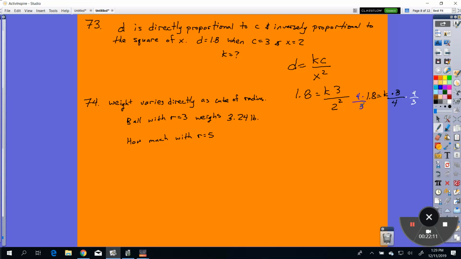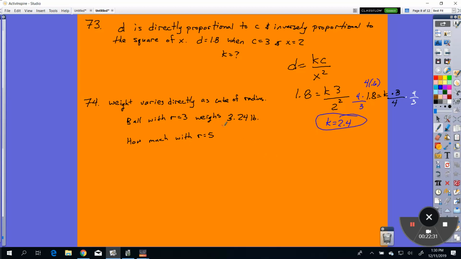So 18 divided by 3 is 6. So 4 times 0.6 is 24. 4 times 6 is 24. Then the decimal, so 2.4. You can use your calculator. I'm trying to hurry. So anyways, that's how that works.